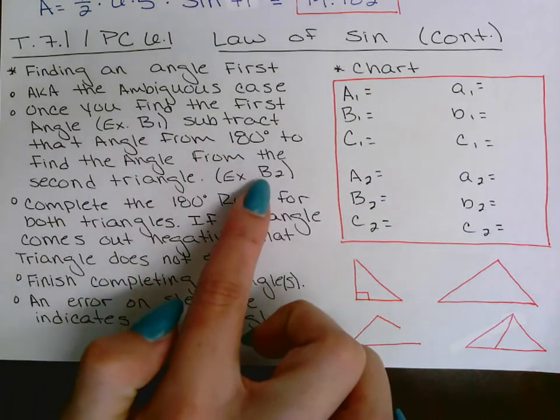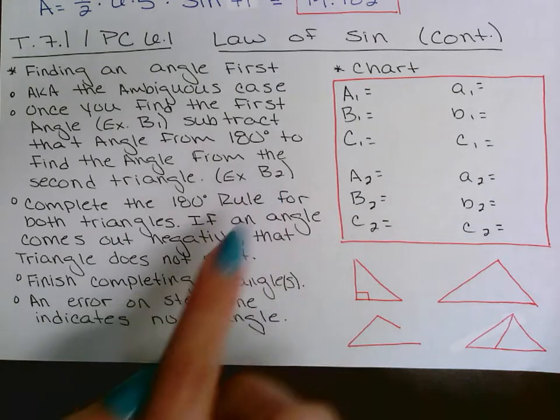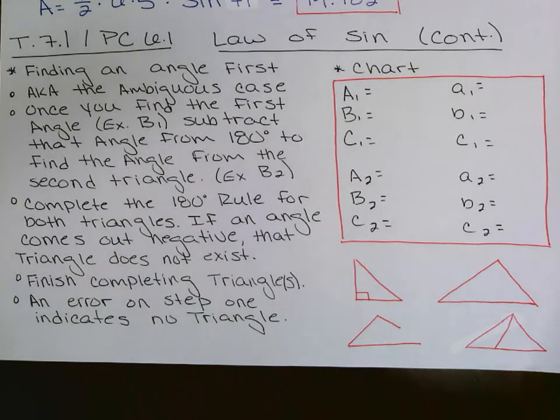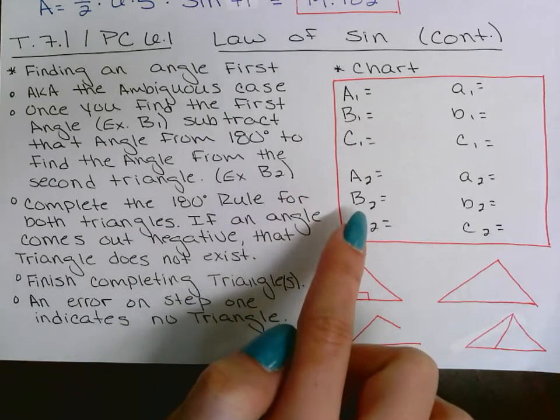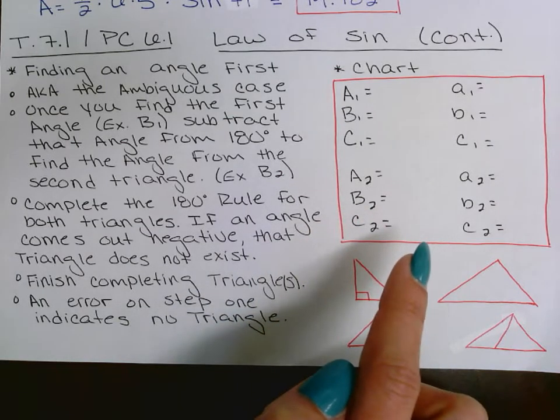So once I finish finding the angle for the other B2, if they are both positive angles, you're good, you have two triangles, and you can keep going. If, when you do this subtraction of the 180 rule, you get a negative angle, is a negative angle possible?